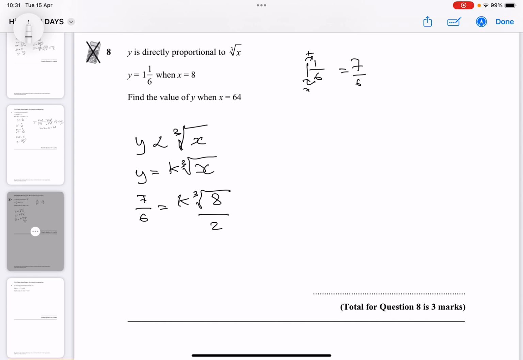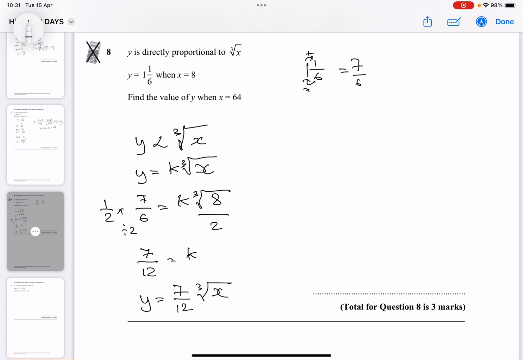Now the cube root of 8 is 2, and so I'm dividing by 2, which is actually the same as times by a half. So what I've got here is 7 over 12, because that's the same as times by a half. So I've got 7 over 12 equals k. So y equals 7 over 12 times by the cube root of x. Okay. Now, find the value of y when x equals 64.